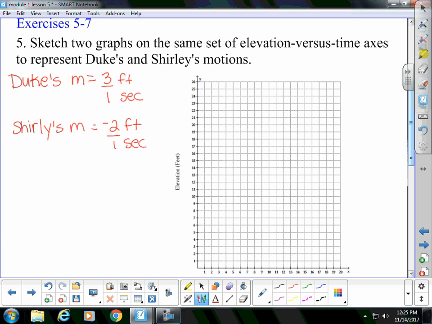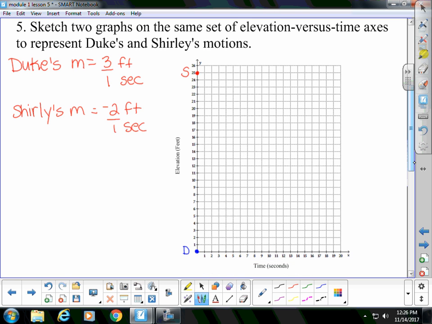Okay, so Shirley's starting up at the top of the ramp at 25, so this is Shirley. And Duke is starting down here at the bottom. So that's Duke. So we're going to count out our slopes. Duke goes up 3 over 1. So I'm going to count out my slope here. Up 3 over 1. Up 3 over 1. And I'm going to count that to the end of the graph.